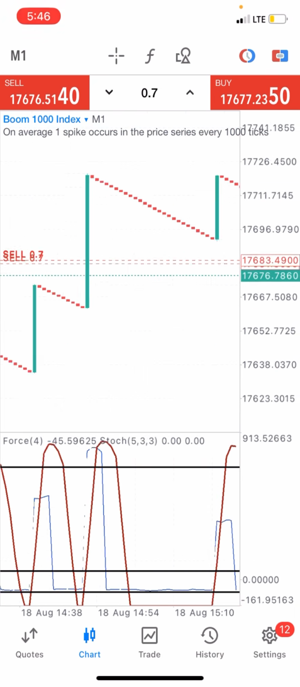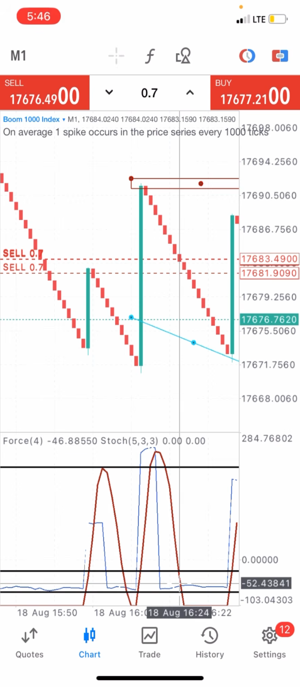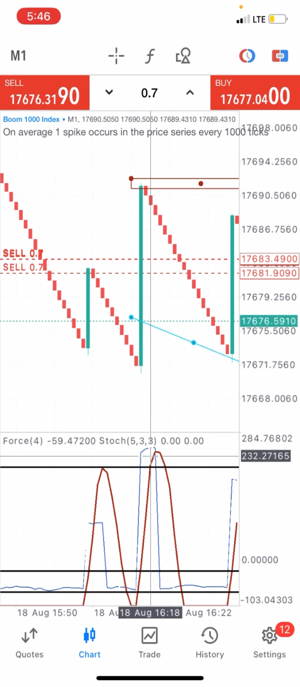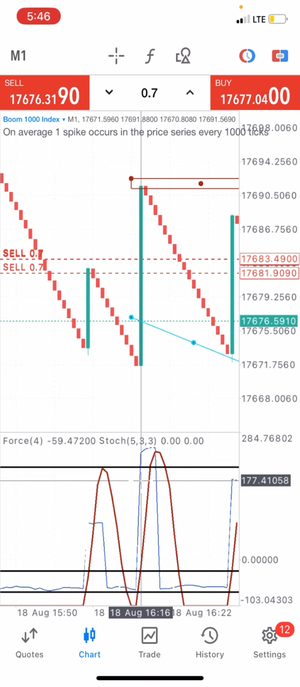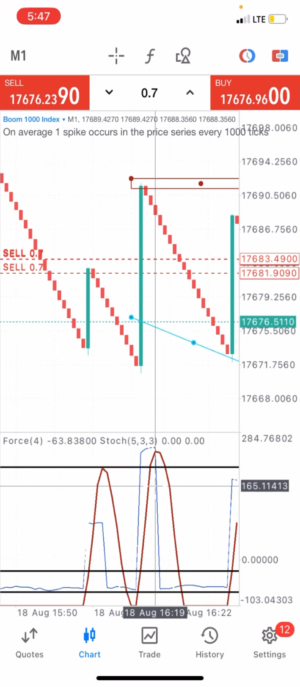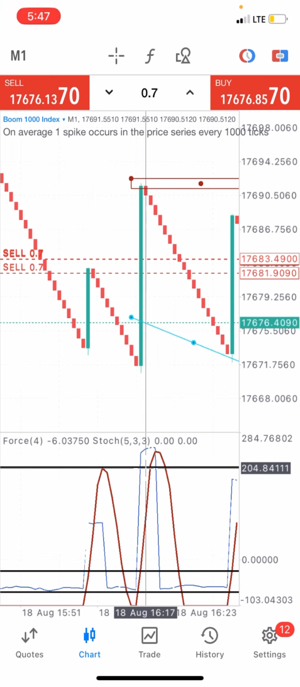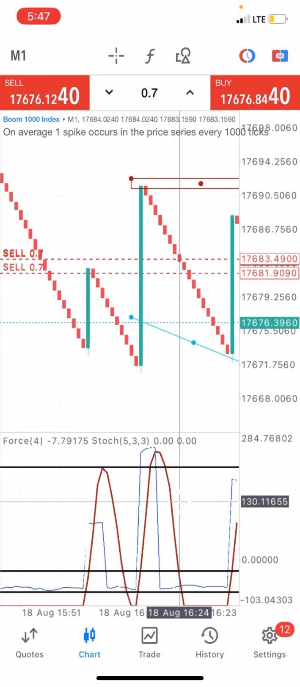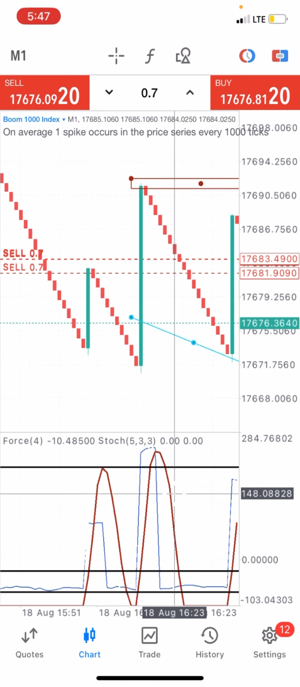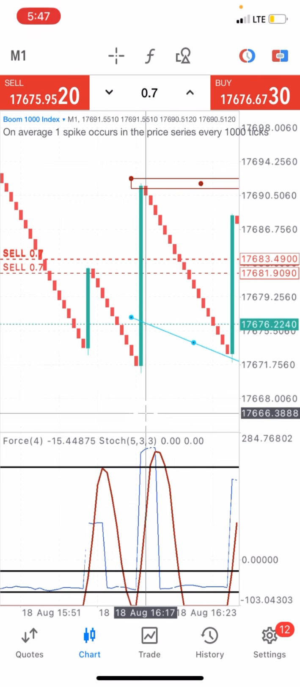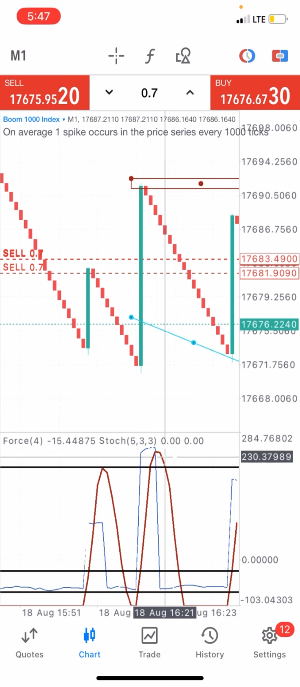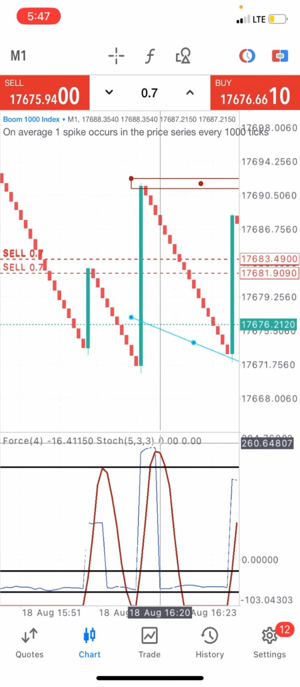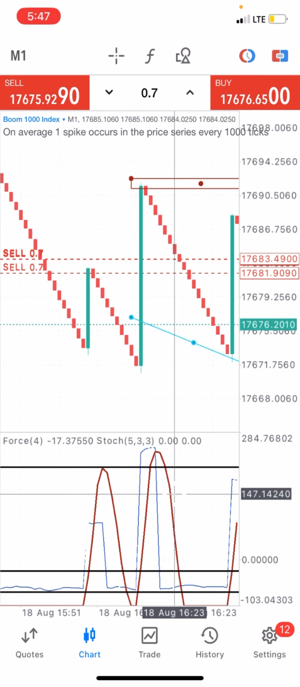Now, if you notice here, whenever the blue line comes to this region and it drops, the blue line here is the force indicator, while the red line here, I think that's maroon, is the stochastic oscillator. So when they come together around this region, cross each other and then drop, that's the signal for you to sell.